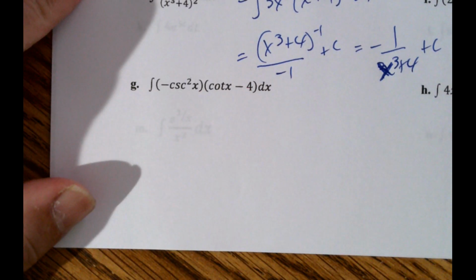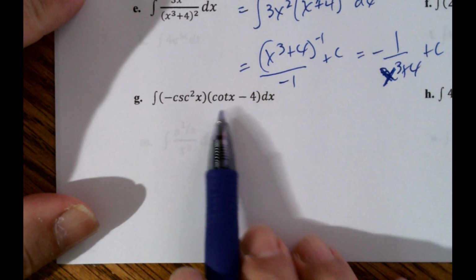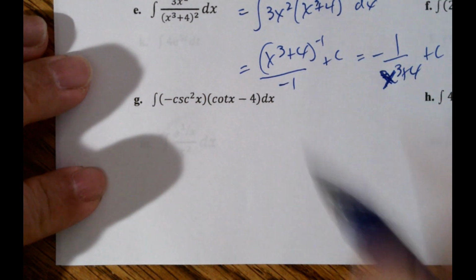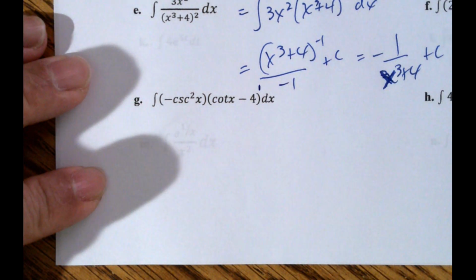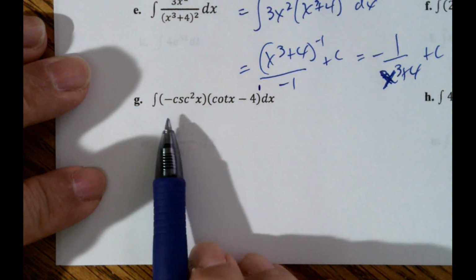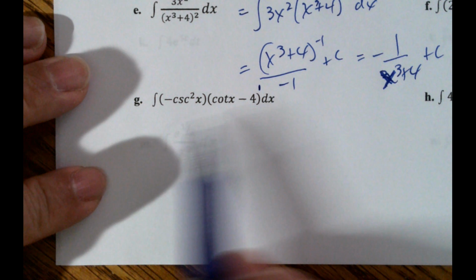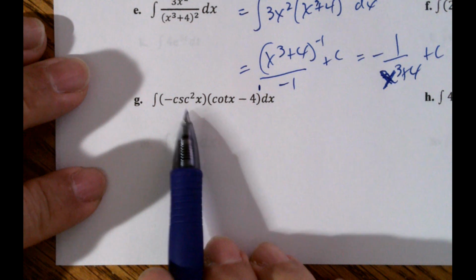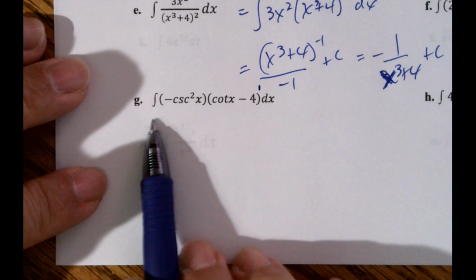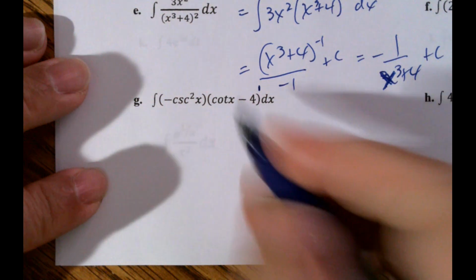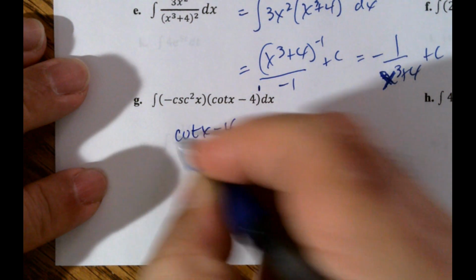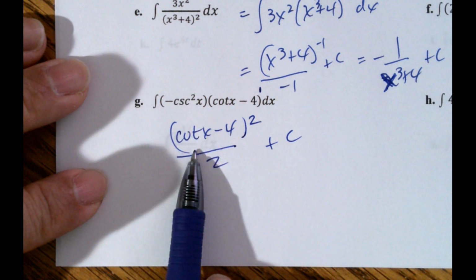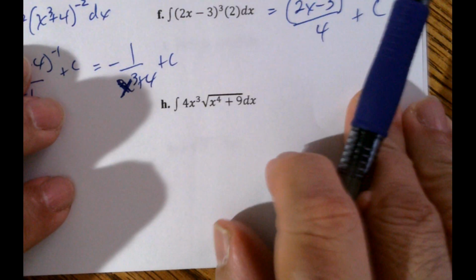G. What is the derivative of cotangent x minus 4? So this one is not obvious because this is not really inside something, but you can think of it as inside the exponent of 1. Derivative of cotangent x is negative cosecant squared, right? So that's it. So you might think this is the more complicated one, and you're being right. However, the derivative of negative cosecant squared is not this, okay? So it's not here. So I'm going to reverse that. So that's going to be cotangent x minus 4 to the second over 2 plus c. The derivative of negative cosecant squared is absorbed. So that's the answer.